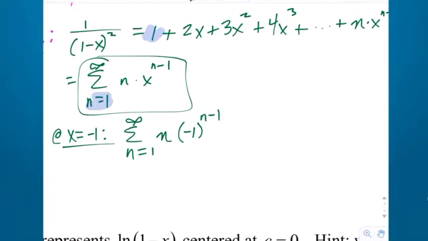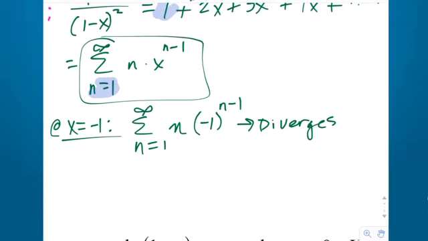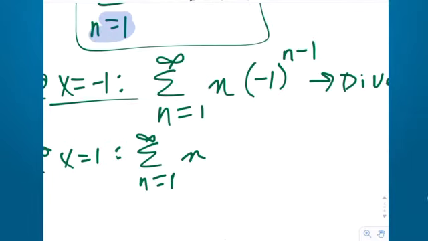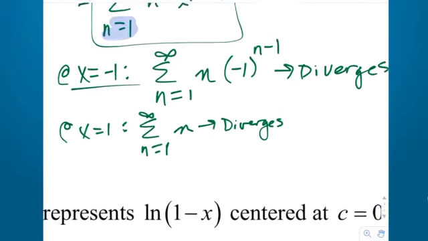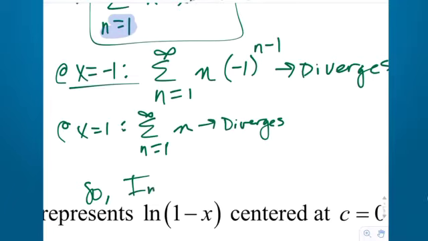Converge or diverge? That's an alternator, but it's like 1, negative 2, 3, negative 4. That diverges, yeah, by the nth term test. So I can't include that. And let's try at x equals positive 1. I'm going to get the sum from n equals 1 to infinity of just n times 1 to any power, which is just 1. So it's just n. And of course, that also diverges by the nth term test. So the new interval of convergence ended up being the same as the old interval of convergence, just from negative 1 to 1.